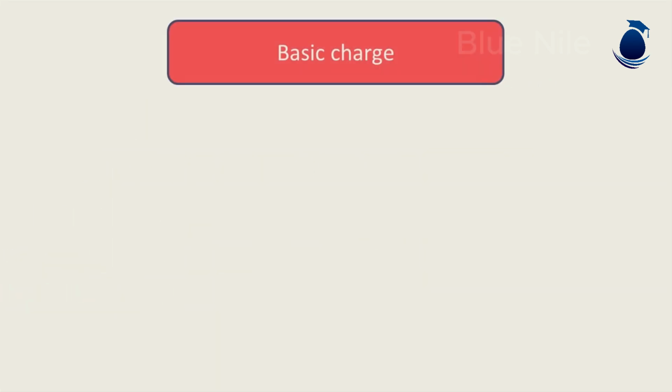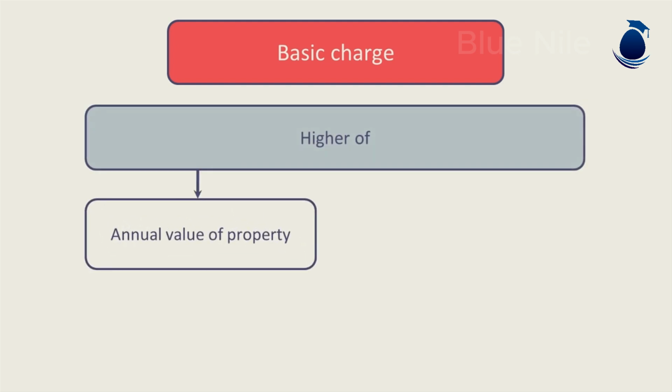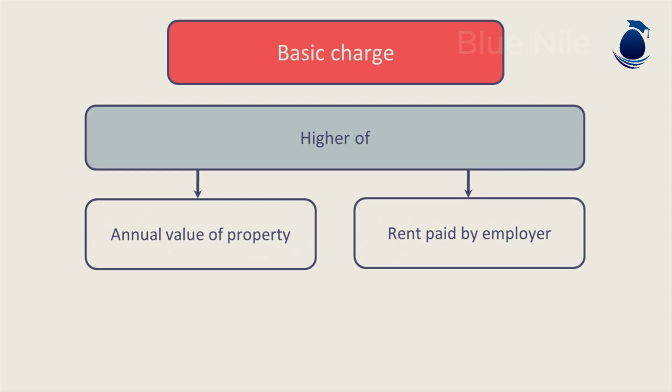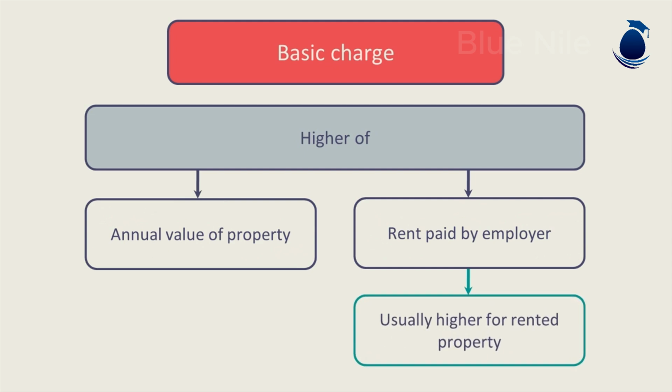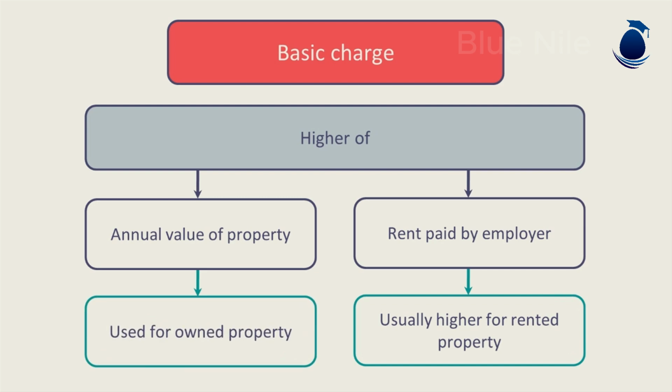The basic charge is the easiest part to deal with. This is the higher of the annual value of the property, which would be given in the question, and the rent paid by the employer for the property. If the property is rented by the employer rather than owned by them, this will almost always be the higher figure. But if the employer owns the property rather than rents it, we'll use the annual value that's given to us.